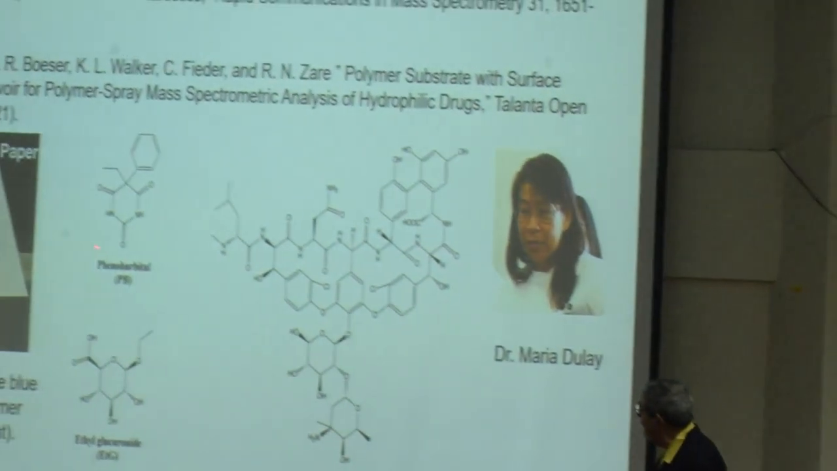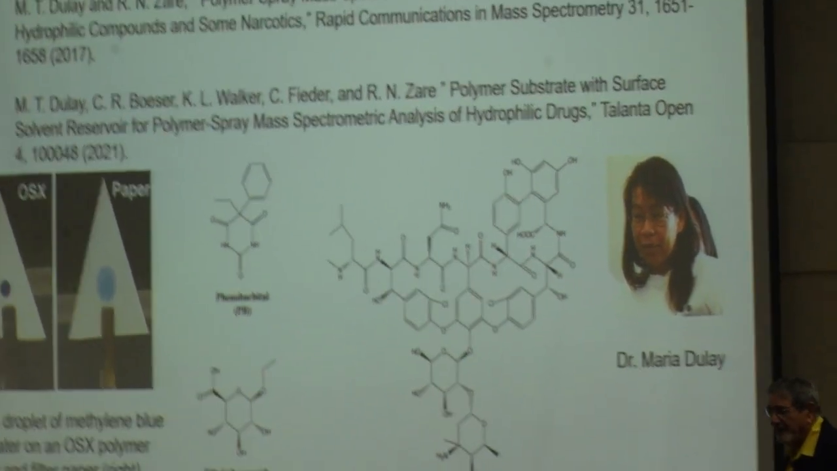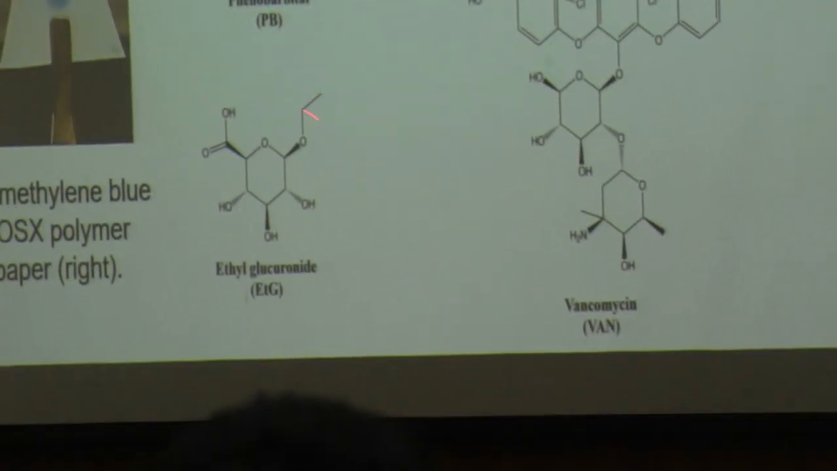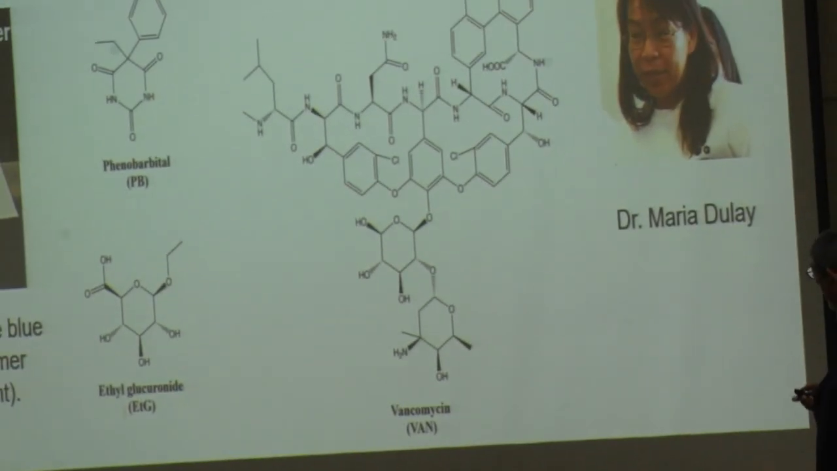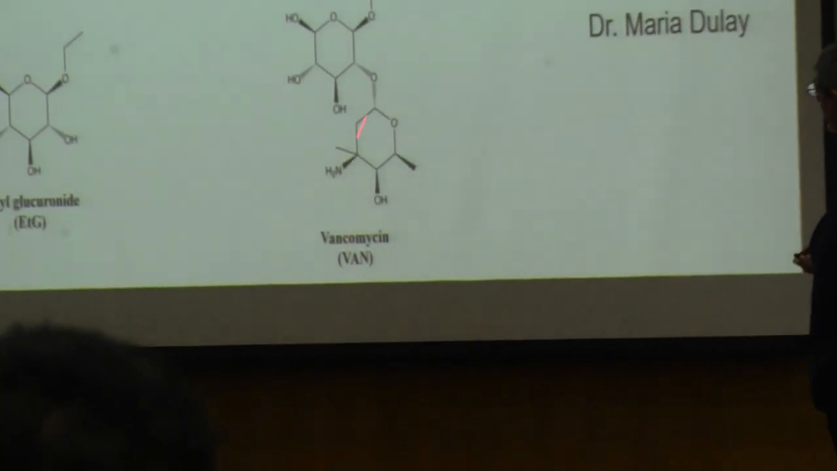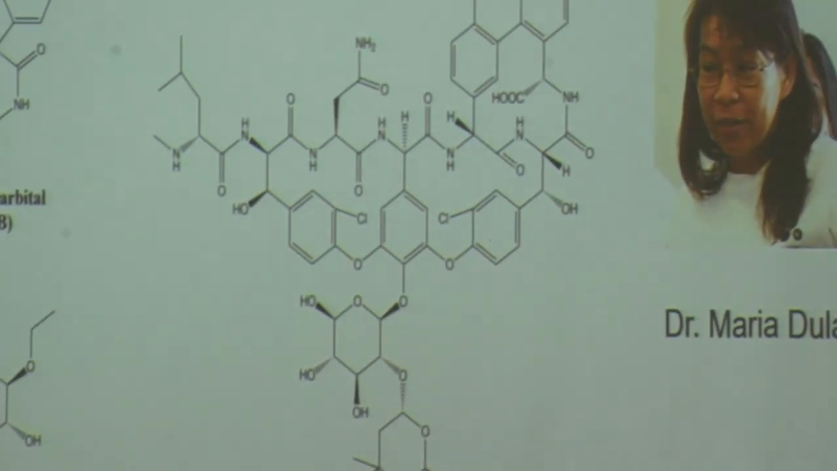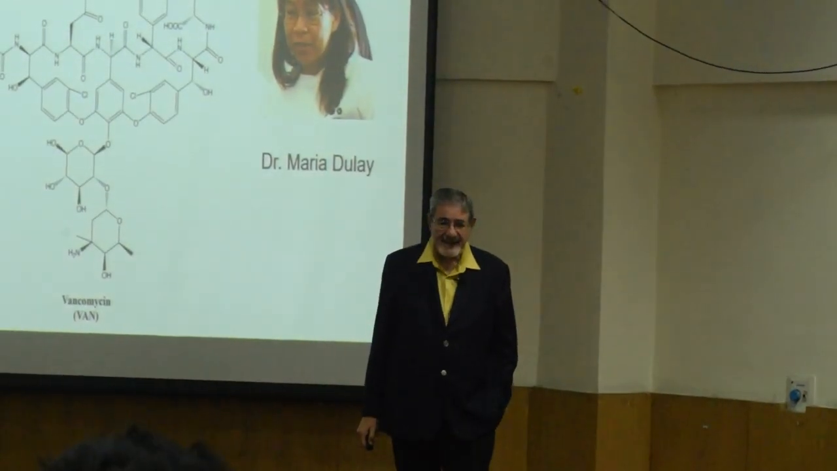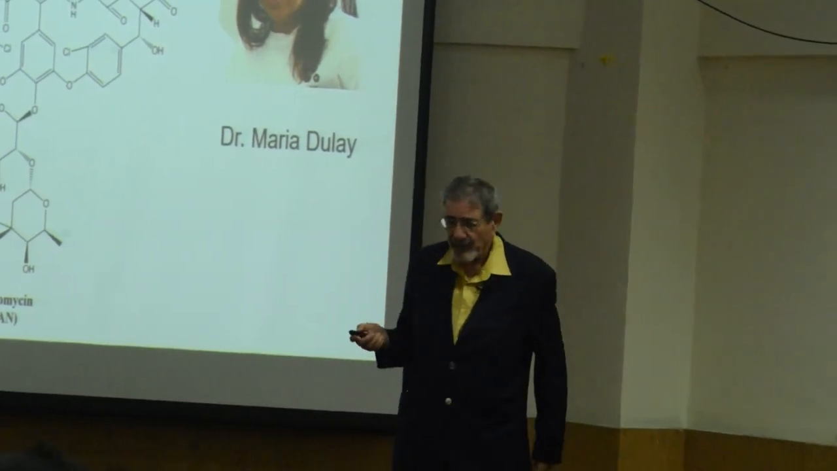Okay, this is something called phenobarbital. It's an interesting material. People are interested. This is called ethyl glucuronide, which people want to know about if you've been drinking alcohol. And this is something called vancomycin. Oh, big thing, isn't it? And vancomycin is an antibiotic, helps kill things, right? And people want to know, is there still vancomycin in something or not? And these are real interesting questions. You want to test things.